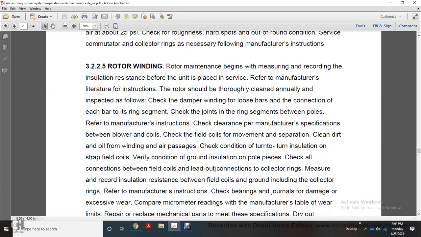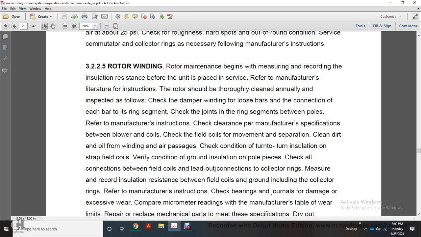Rotor winding. Rotor maintenance begins with measuring and recording the insulation resistance before the unit is placed in service. Refer to the manufacturer literature and instruction. The rotor should be thoroughly cleaned annually and inspected. Check the damper winding for loose bars and the connection of each bar with the ring segment. Check the joint of the ring segment between the poles; refer to the manufacturer instruction.